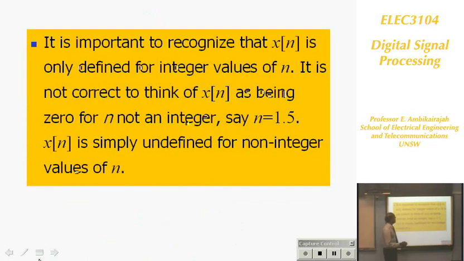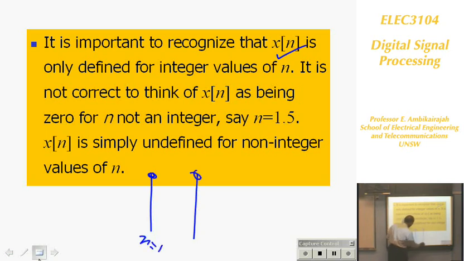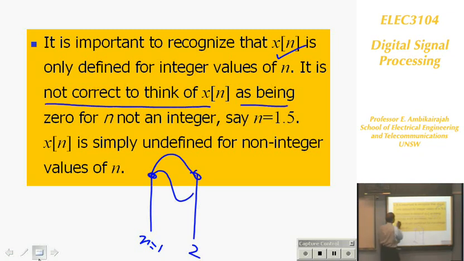It's important to recognize that x[n] is only defined for integer values of n. Between two values, say n equal to 1 and n equal to 2, you don't know what the values are, because the waveform could be like that, or like this, so we don't know. So in discrete signals, we do not define anything between integers. It's not correct to think x[n] is 0 for non-integer n. That means you can't say at 1.5 the value is 0. That's not right.